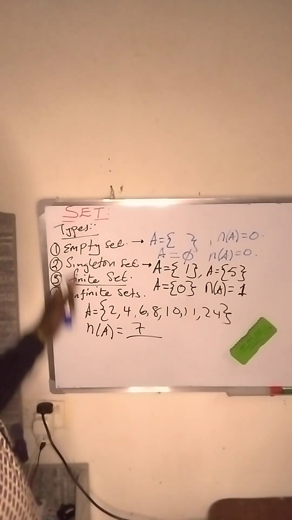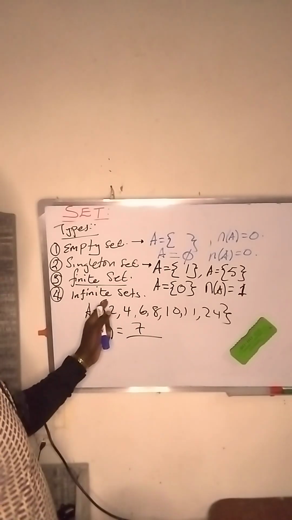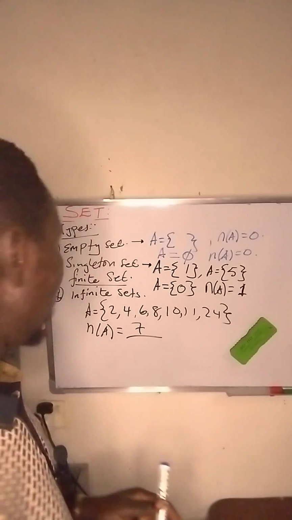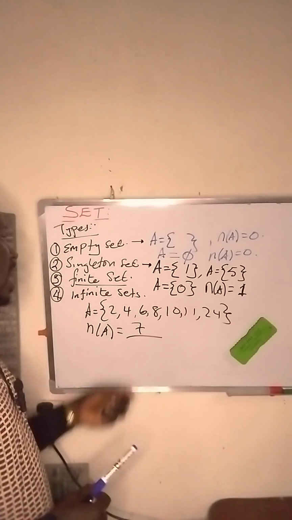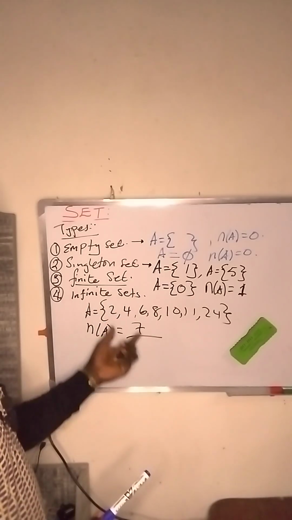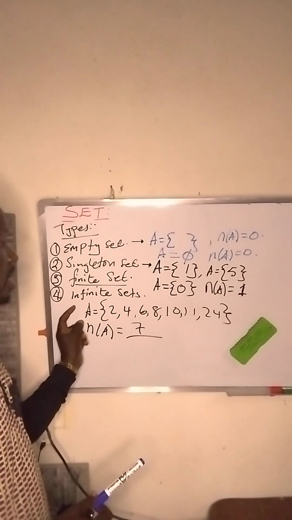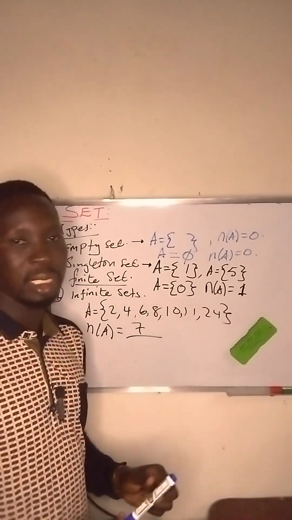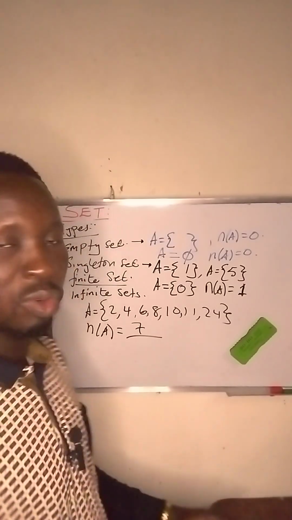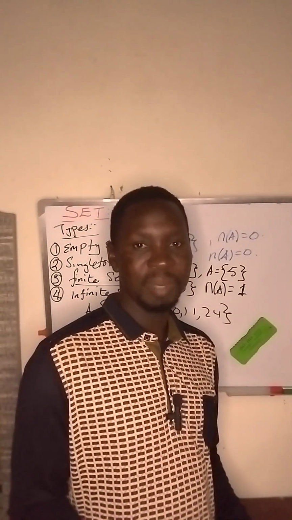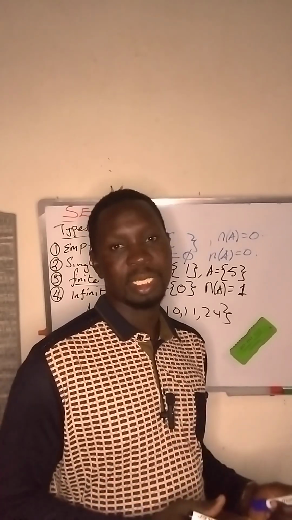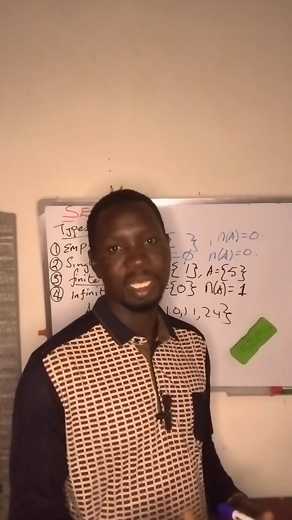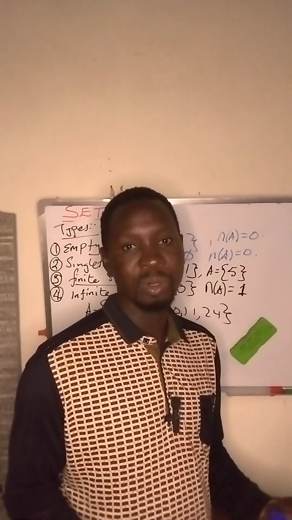Then lastly, on the types of sets, we are looking at the infinite set. When it comes to an infinite set, what always comes to our mind is just the opposite of this finite set. For information, the word infinite comes from infinity. It means these are sets with elements which are uncountable, when you cannot count those members, when they add up to infinity.